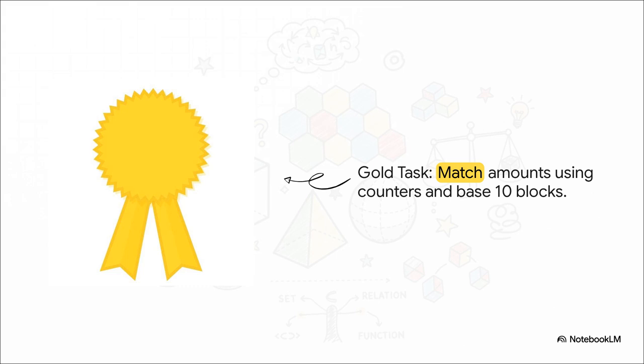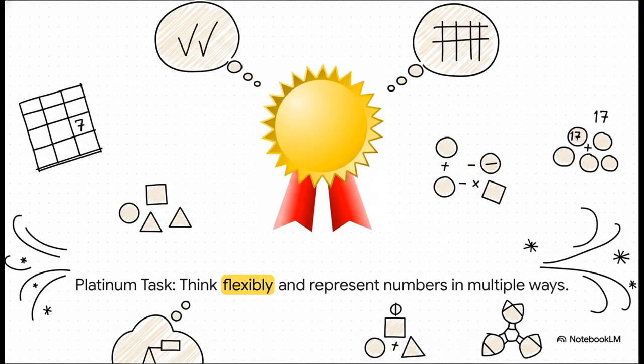Now, when we get to the gold level, things get a little more complex. Students have to match a number to a quantity, but now they're using different kinds of tools, both counters and those base 10 blocks. This forces them to see that the same number can be represented in different ways, which is a huge step for flexible thinking. And finally, you get to the top, the platinum task.